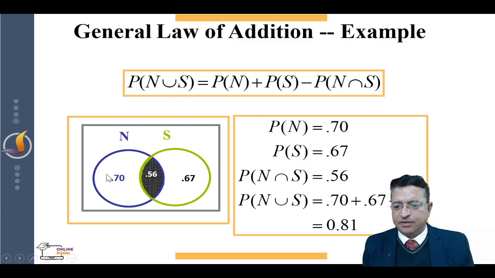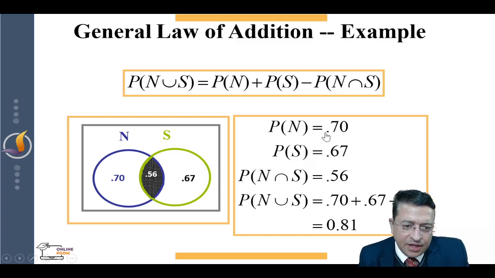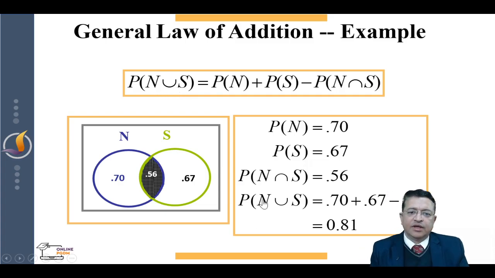Similarly, for example, if the probability of N is 0.7 and the probability of S is 0.67, there is something common between these, right? So we need to reduce that and we will get the probability of N union S.